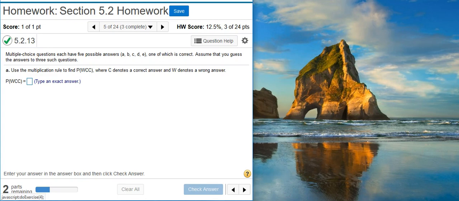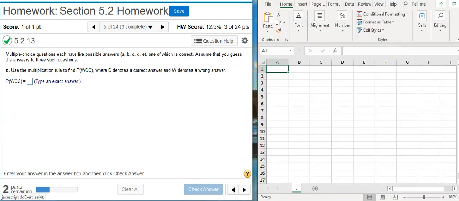To help us with our calculations, I'm going to pull up Excel and run my calculations here in Excel. So we're asked to find the probability of WCC, where the first question we answer is a wrong answer, and then we get a correct answer, and then we get a correct answer, and then we're going to combine those probabilities together to get our final probability.